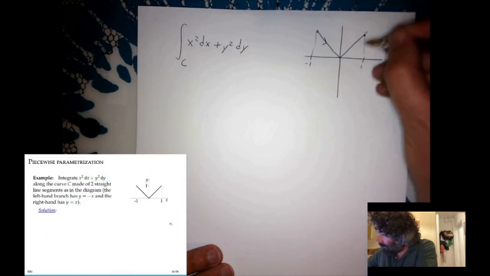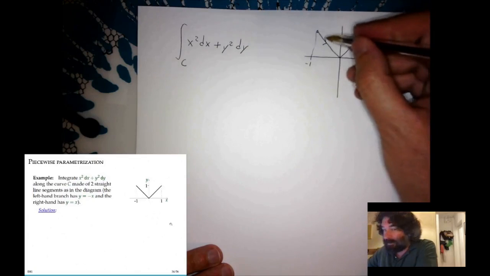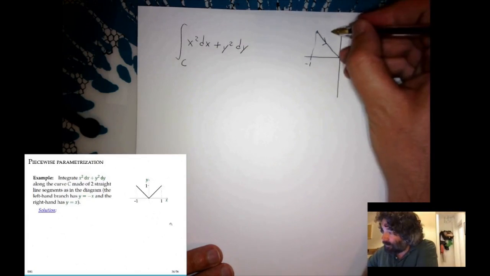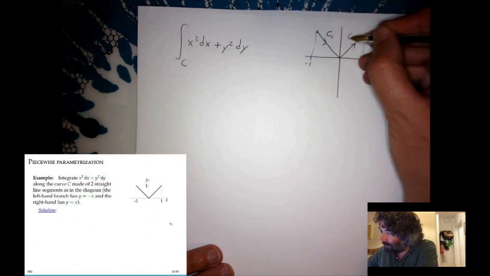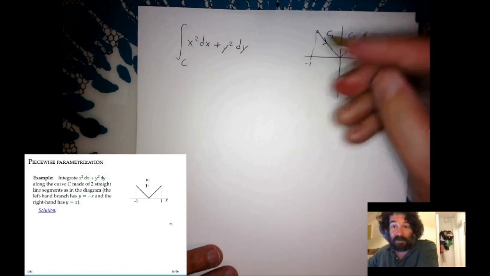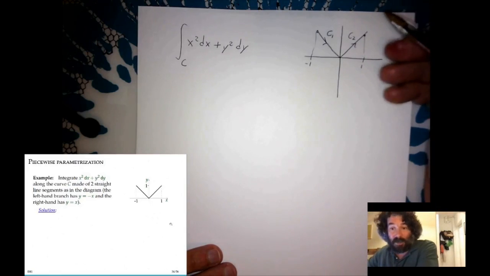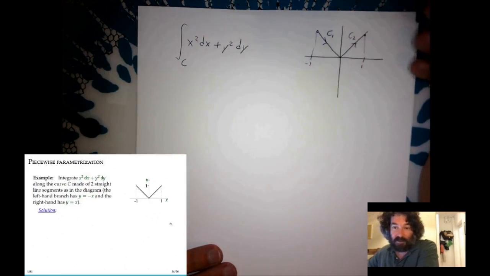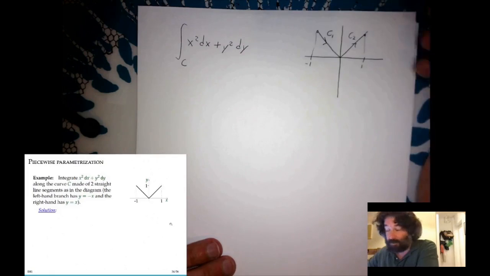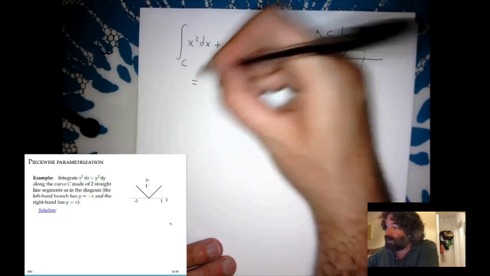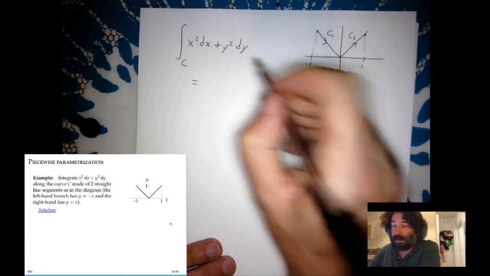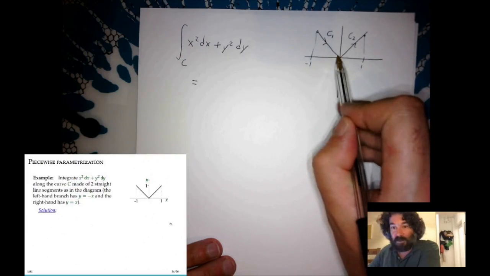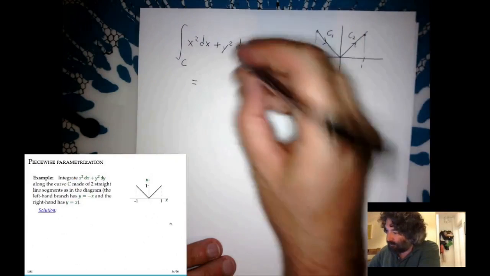So this is the curve C, and I'm going to break it up into two pieces. The one on the left, which will be C1, and the one on the right, which is C2. This is kind of like when we did double integrals over compound regions, and we calculated the double integral over the compound region as the sum of the integrals over the individual regions. And so this line integral over the entire curve C is going to be the line integral over C1 plus the line integral over C2.